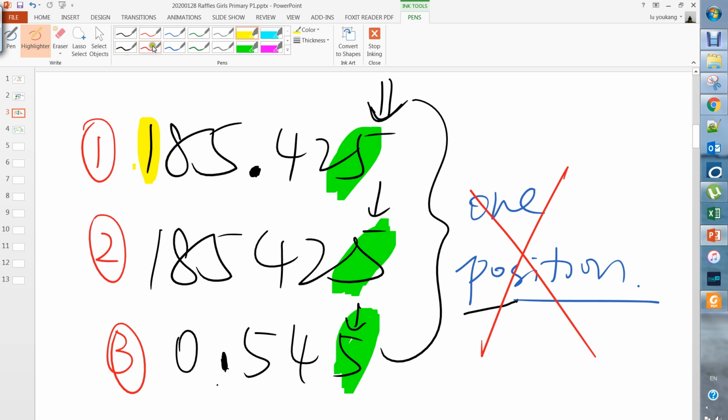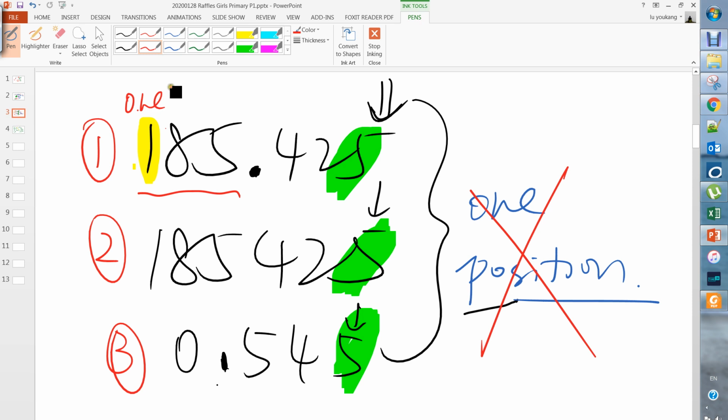When you are not sure, can you tell me, how do you read this one? 185. So what is the position of 1 then? 100. Why 100? Why? Why just now you are not sure, then suddenly I ask you what is the position, you say 100, why? Because 185, therefore 1 is 100. Very good. Okay, now you start to make sense.